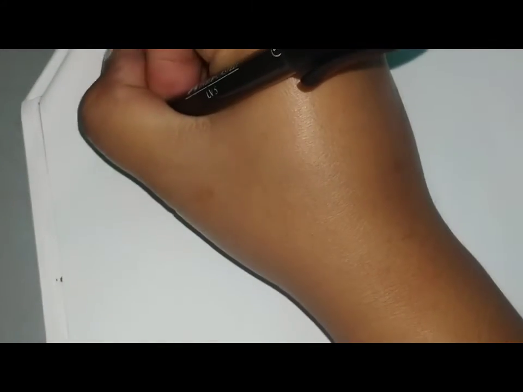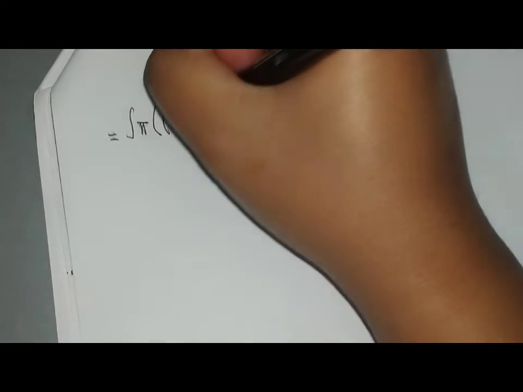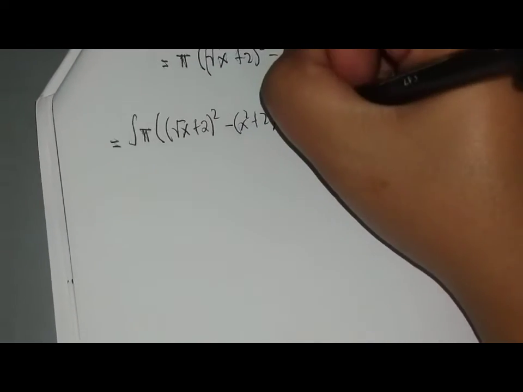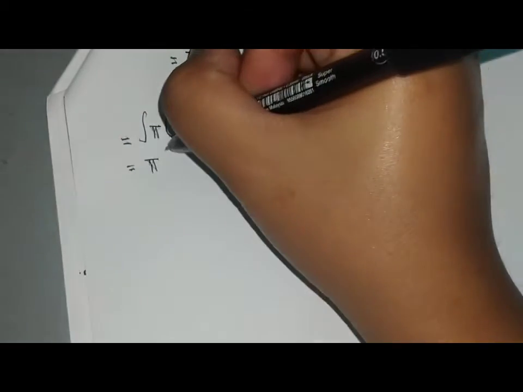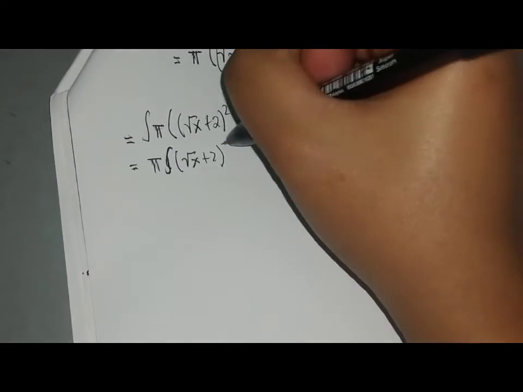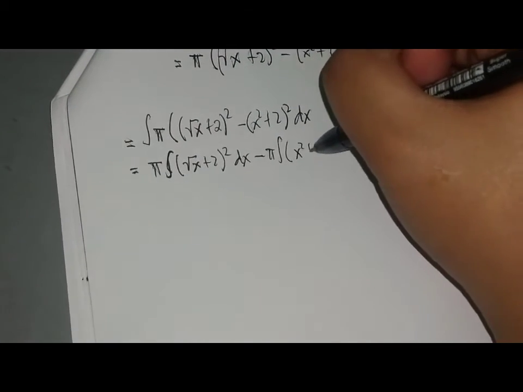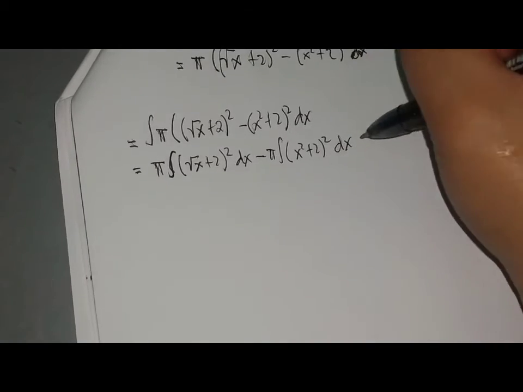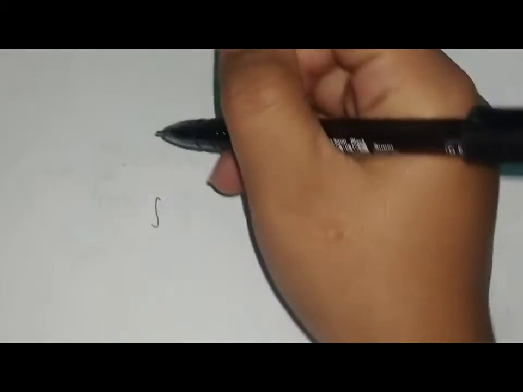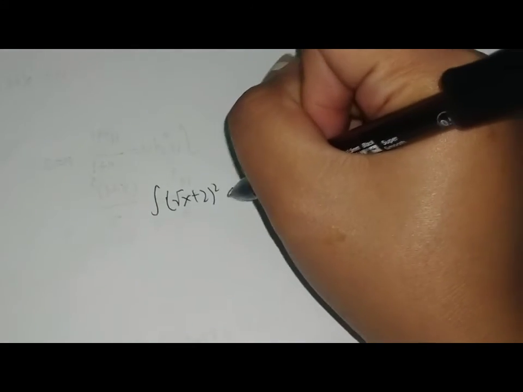Here are the steps in manual integration. First, let's identify the problem. So the problem is the integral of pi times ((square root of x plus 2)^2 - (x^2 + 2)^2) dx. Then apply linearity. So it becomes pi times the integral of (square root of x plus 2)^2 dx minus pi times the integral of (x^2 + 2)^2 dx. Now let us solve one by one. First, we will solve the integral of (square root of x plus 2)^2 dx.